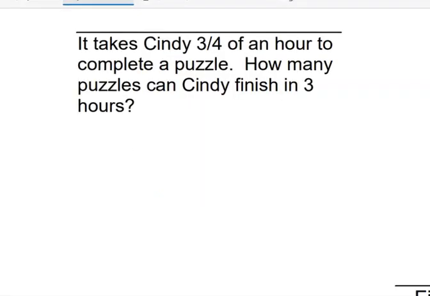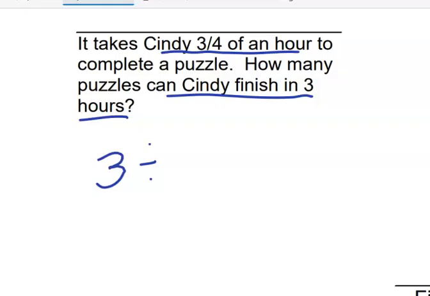It takes Cindy 3/4 of an hour to complete a puzzle. So 3/4 of an hour to complete a puzzle. How many puzzles can Cindy finish in 3 hours? Okay, so we know that the total number of hours is 3. We're going to divide by 3/4. All right, so we're going to have to make the 3 a 3 over 1, right?